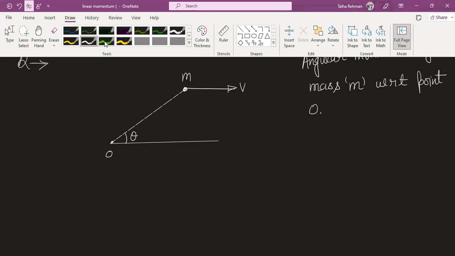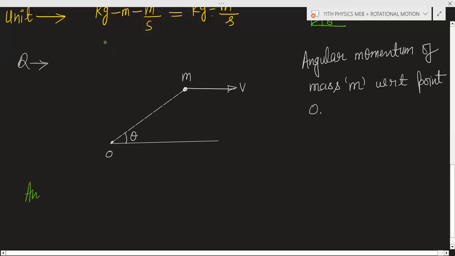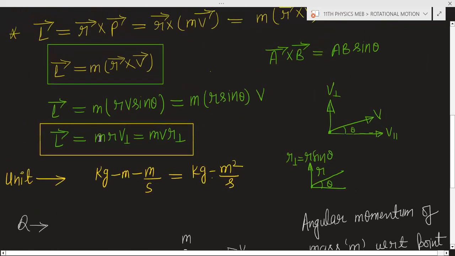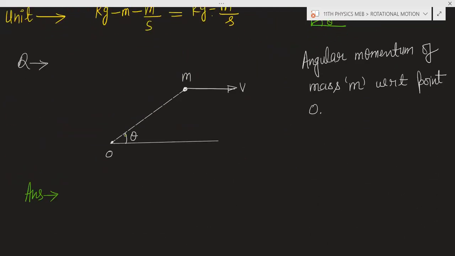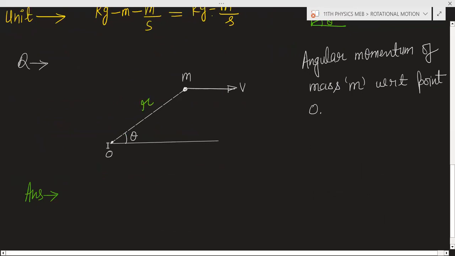If you want to find the angular momentum, you should apply this formula, m into r into v perpendicular, meaning r and v should be perpendicular. And what is r? R is this distance from O to m, the distance between the point O and where the mass is present. Now this is r.